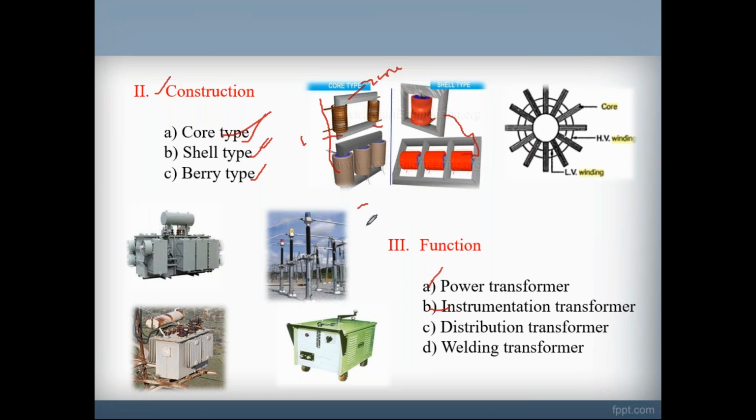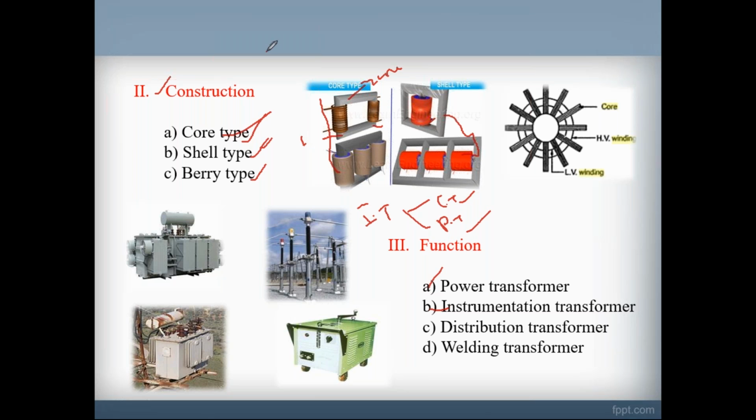So in the instrumentation transformer, again it is classified into two types: one is the current transformer and the other is the potential transformer. So what is the purpose of the current transformer? It is to measure that high rating of current. And what is the purpose of the potential transformer? It is to measure the high rating of voltage.